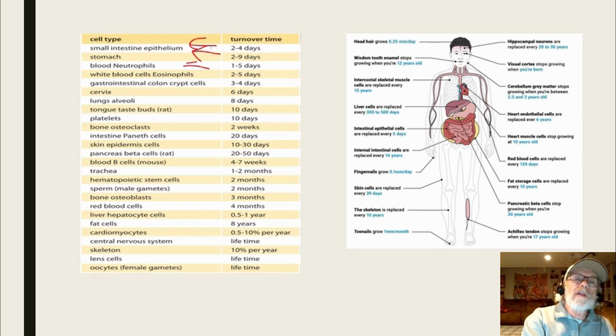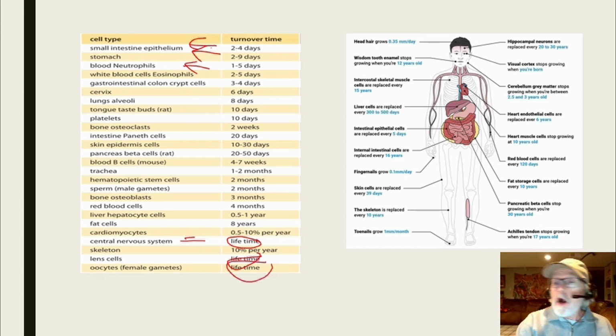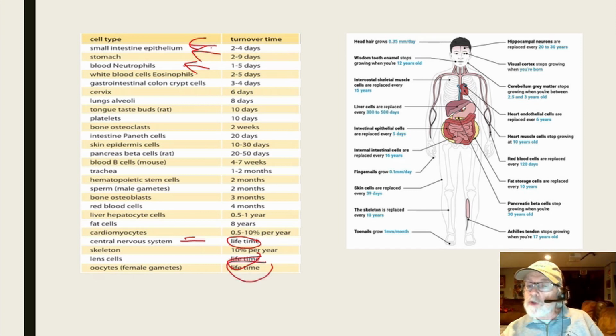Blood neutrophils, one type of the most common type of white cell, the reason why they turn over is not because of the neutrophil replacing itself, but the stem cells. Okay, so when we look down these things, skeletal nervous system. Oh, what does it say? Lifetime. In other words, what you got is what you got. The lens of your eye doesn't change. The ovum. Think about female ovum. The ovum you get at the beginning is what you end up with at the end. Okay, I mean, you use them up.